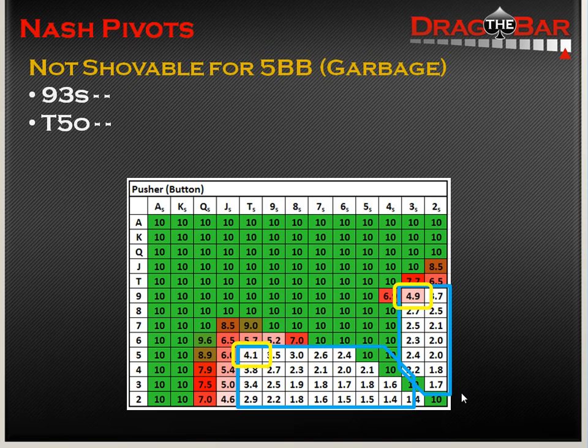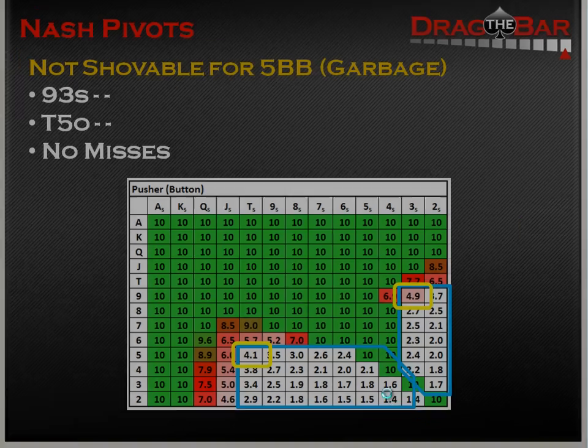And likewise, if you look at 10-5 offsuit, that also determines the garbage hands for these 5 blind or less shoving points. So these 2 points together are pretty easy to memorize. They're going to tell you which hands are not shovable for even 5 big blinds. And there's really no misses in this.